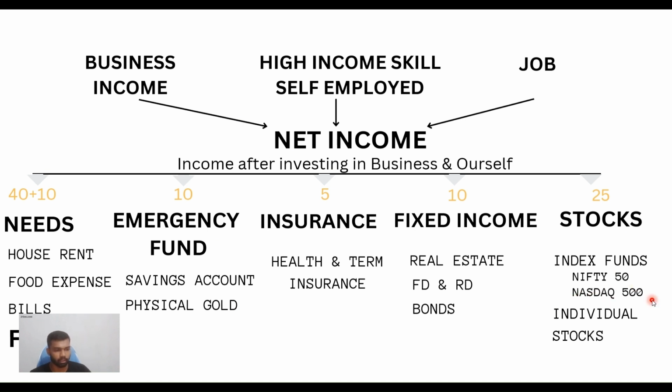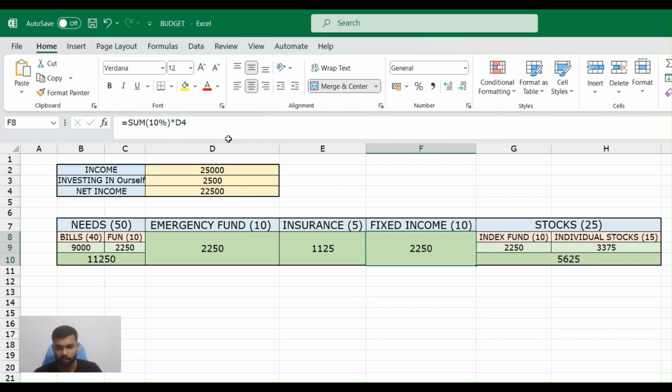Okay, guys, now let's have a quick look in the Excel format, where the above calculation was done. Now let's consider our income for one month is 25,000. We are investing 10 percent of our income in ourselves, to elevate our high income skill or to study a course or something. After deducting this amount from our income, we arrive at the net income value, that is 22,500. This 22,500 we are going to split into different buckets to achieve our financial goals.